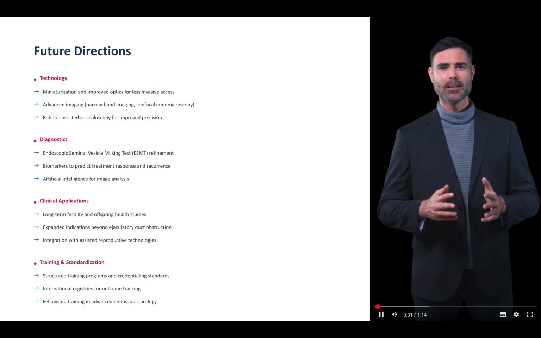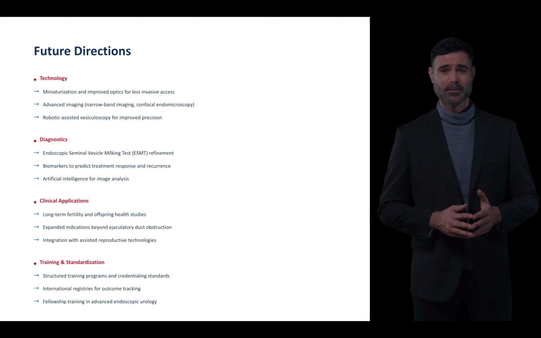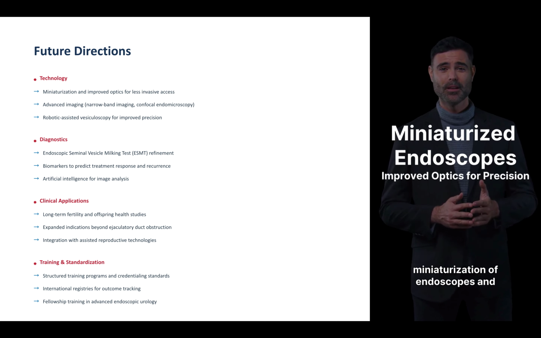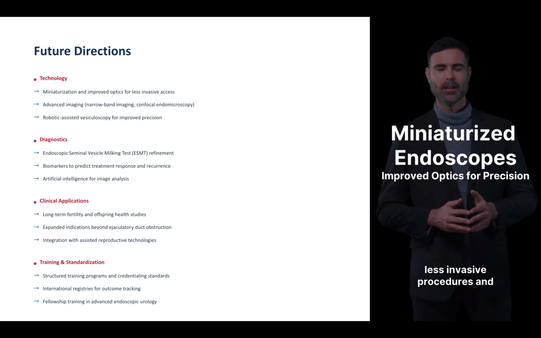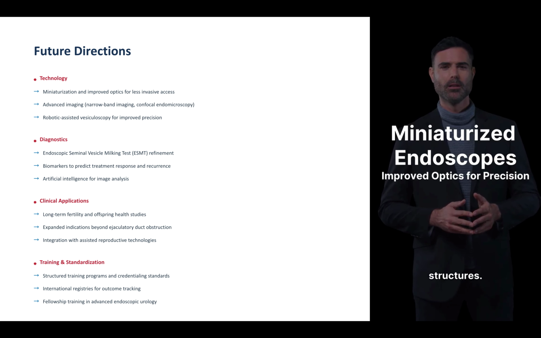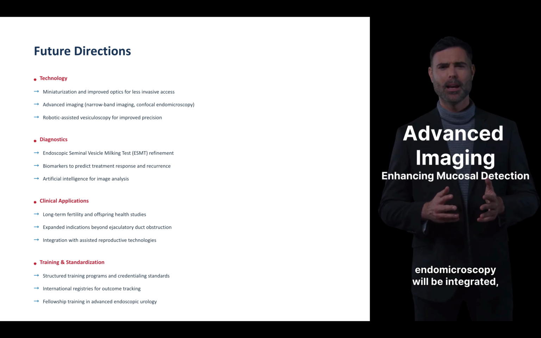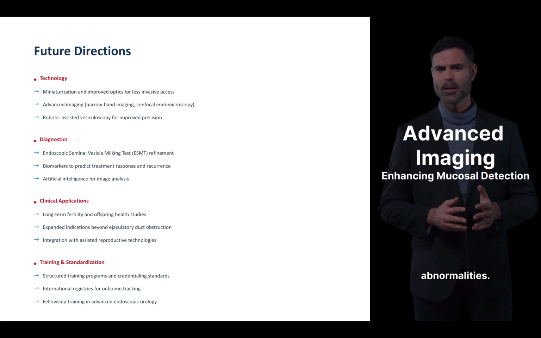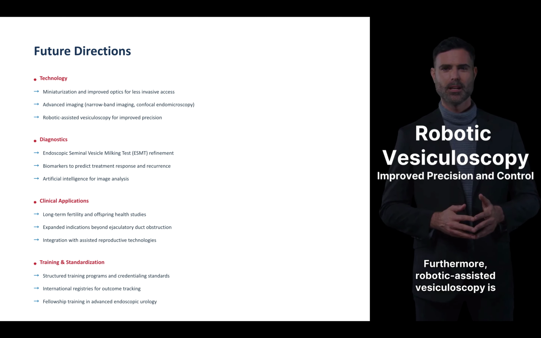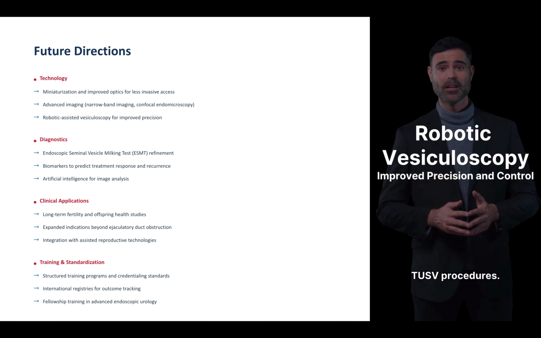Looking forward, several exciting developments are on the horizon for transurethral seminal vesiculoscopy, or TUSV. Technologically, we anticipate continued miniaturization of endoscopes and significantly improved optics, enabling less invasive procedures and access to smaller anatomical structures. Advanced imaging techniques like narrowband imaging and confocal endomicroscopy will be integrated, enhancing the detection and characterization of subtle mucosal abnormalities. Furthermore, robotic-assisted vesiculoscopy is on the horizon, promising improved precision, dexterity, and control for surgeons during TUSV procedures.